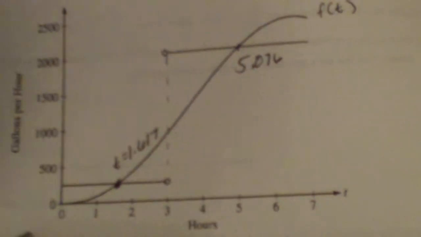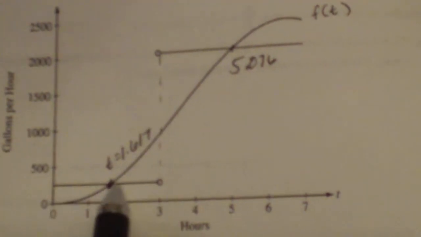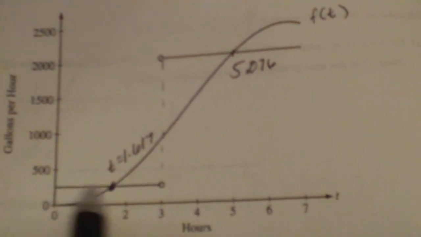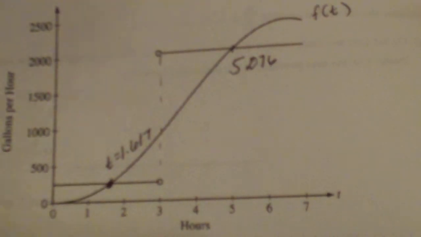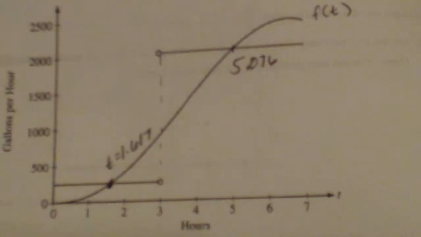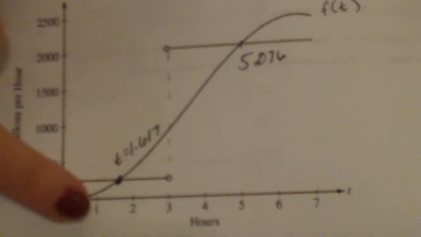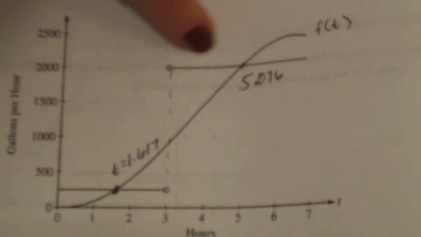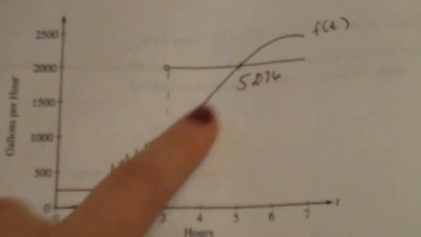So if I look at this graph, from 0 to 1.617, G of T is greater than F of T because it's higher on the graph. So therefore, water is leaving the tank faster than it's coming in. Therefore, the overall water level is decreasing. And then again, from 3 until 5.076, during that interval, G of T is higher than F of T. Therefore, the water level is decreasing.